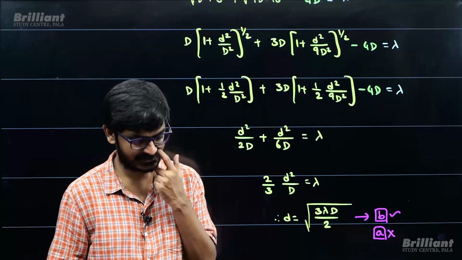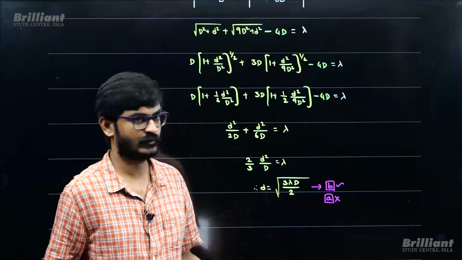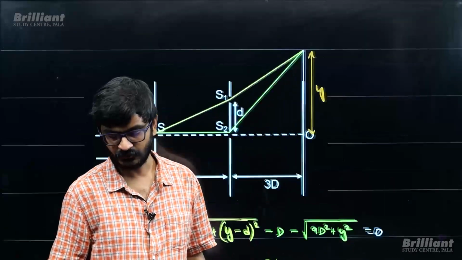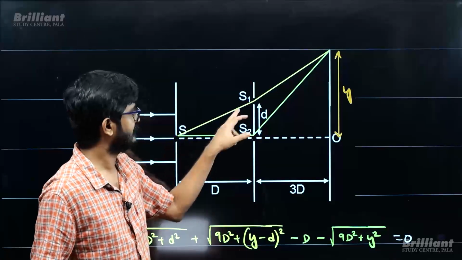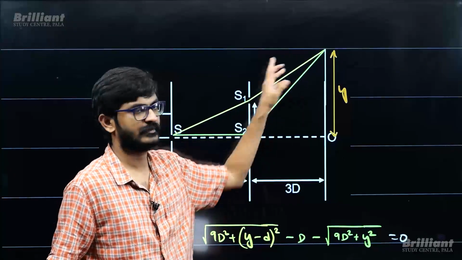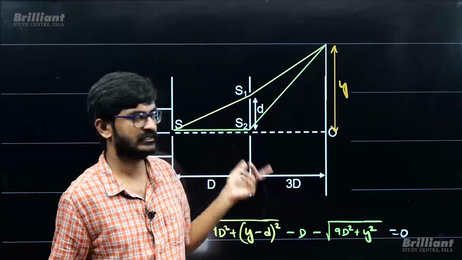Now in this case, for this value of small d, where will the central bright fringe be formed? What does it mean that the central bright fringe is formed? Path difference has to be 0. So I will be finding this path length and this path length. The path difference has to be 0, or this path length and this path length must be the same.